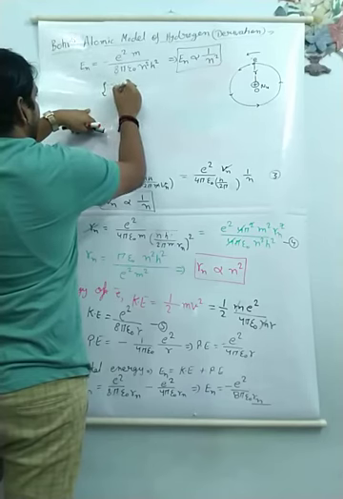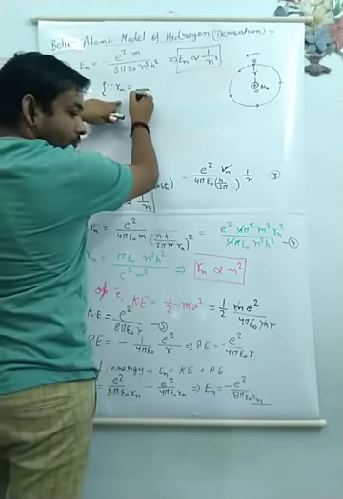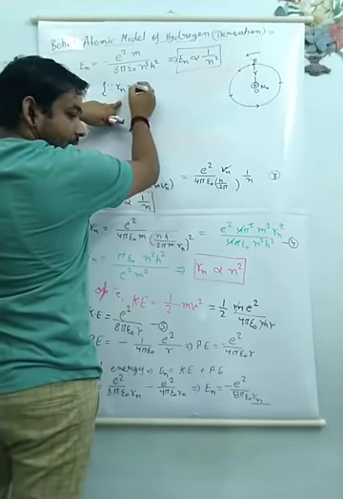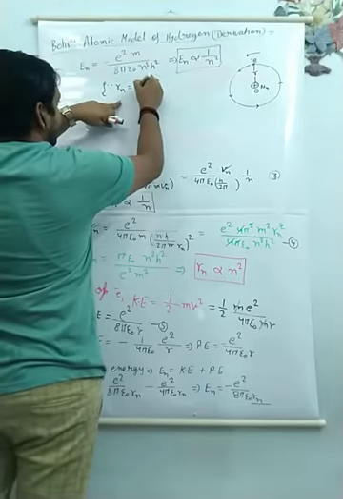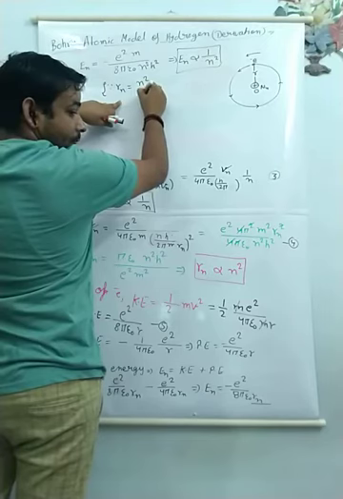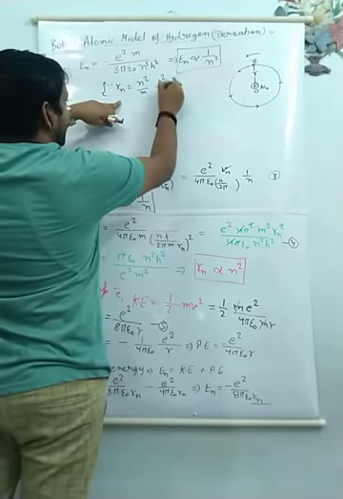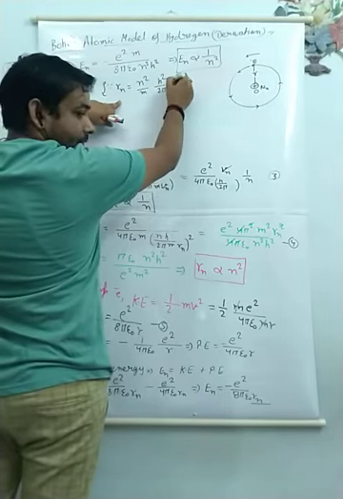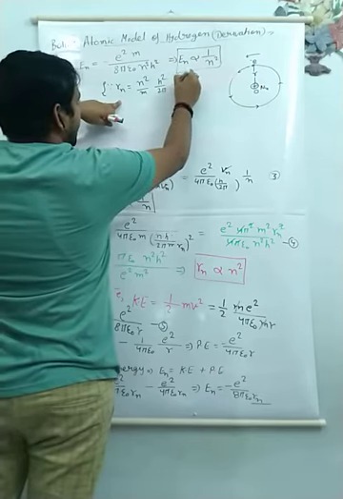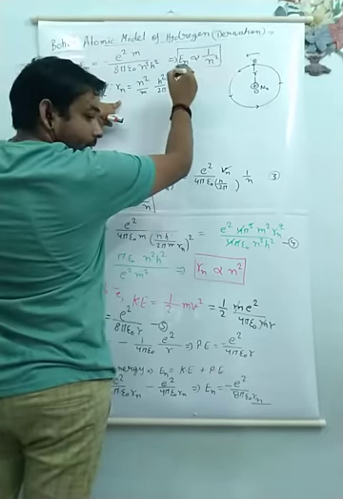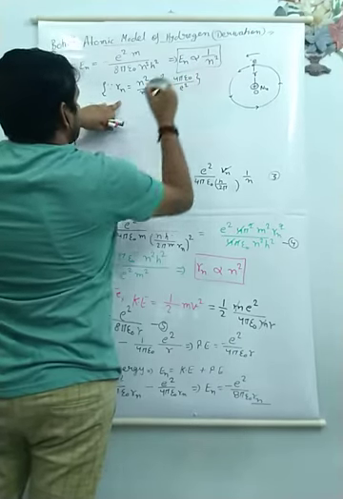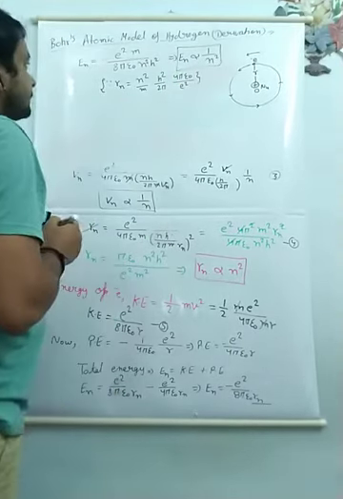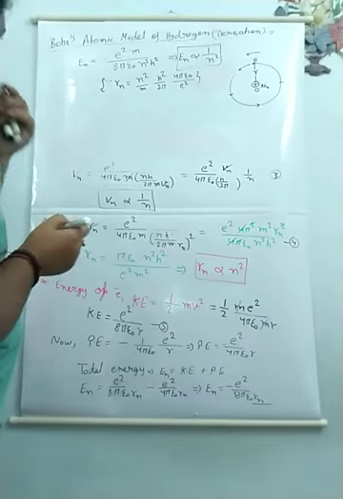On putting Rn is equal to n square h square upon 2 pi m, 4 pi epsilon naught upon e square. By putting this value we get this relation after putting.